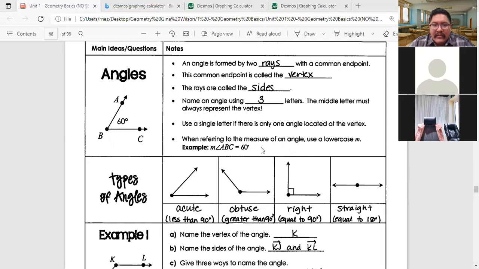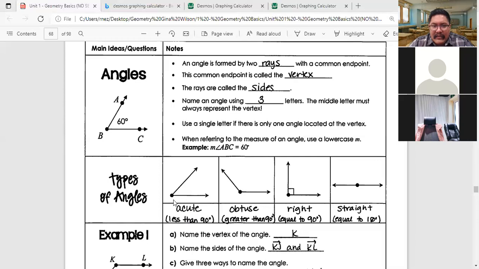When we're using the measure of an angle, we use a lowercase m. In this case, we're saying the measure of angle ABC is 60 degrees, and we can see it right there on the diagram. These are parts that you're going to have to fill in as well. So, types of angles.